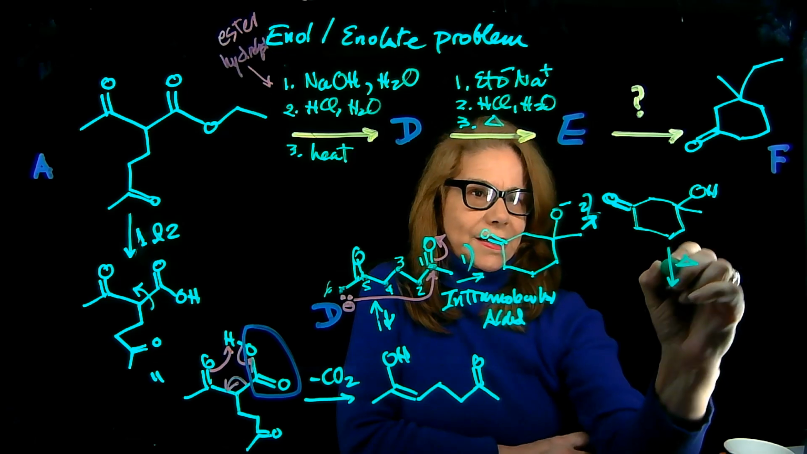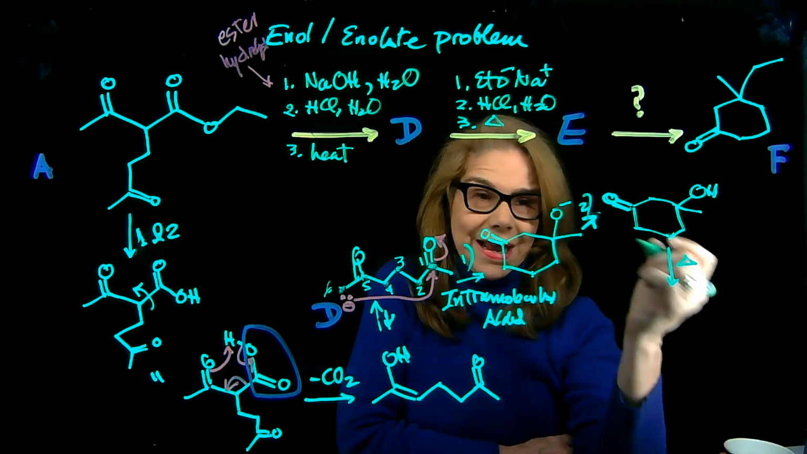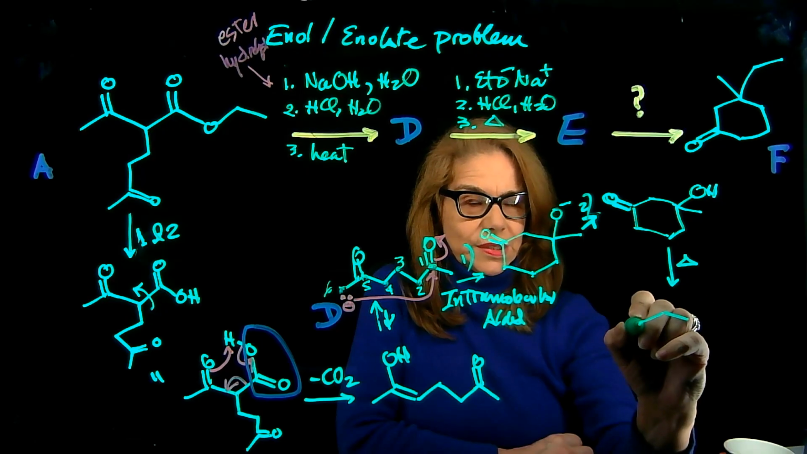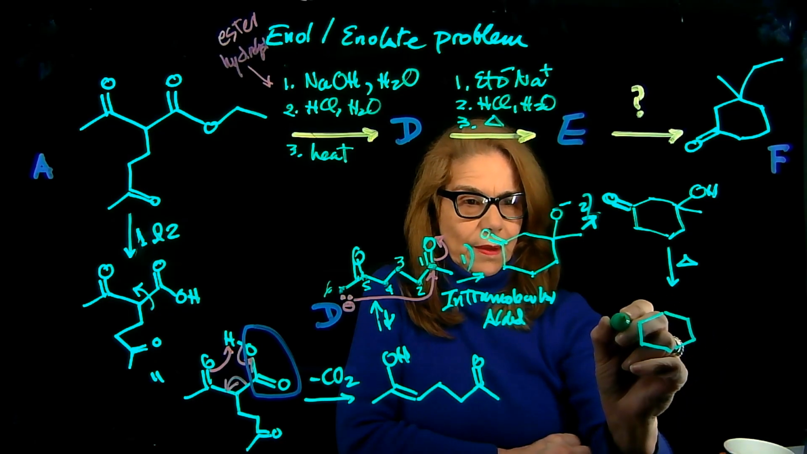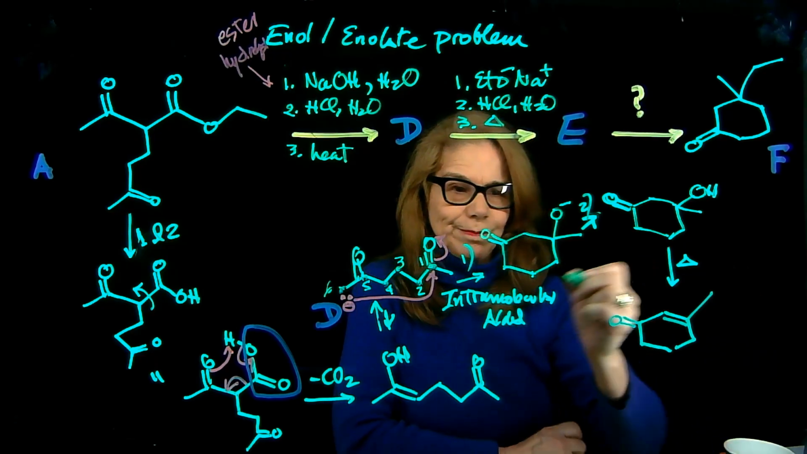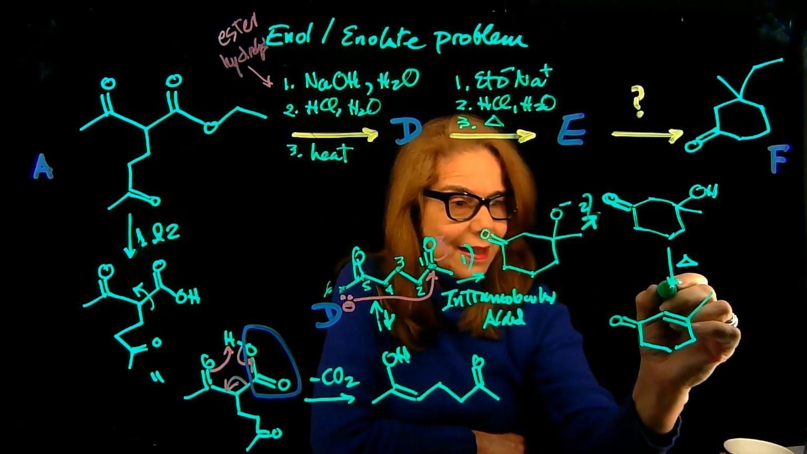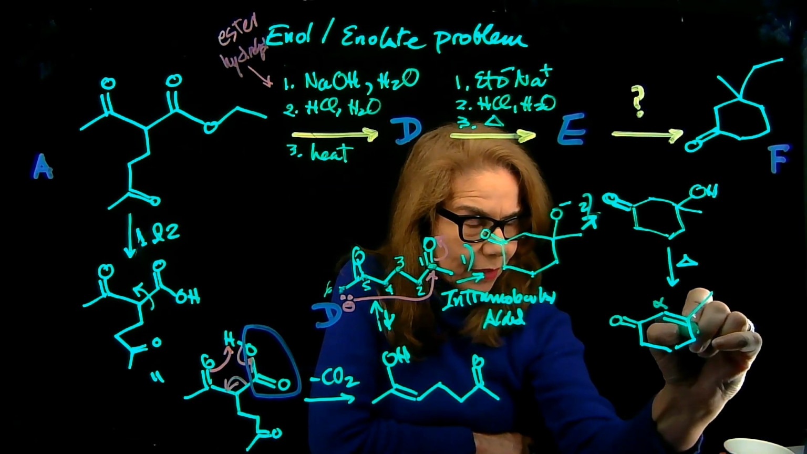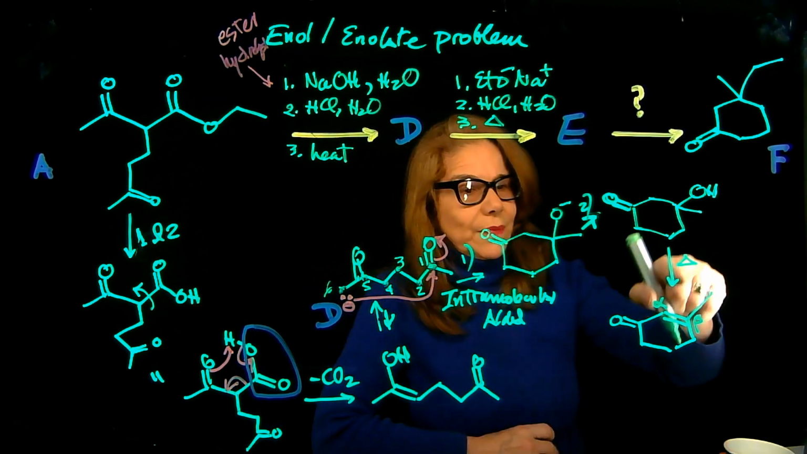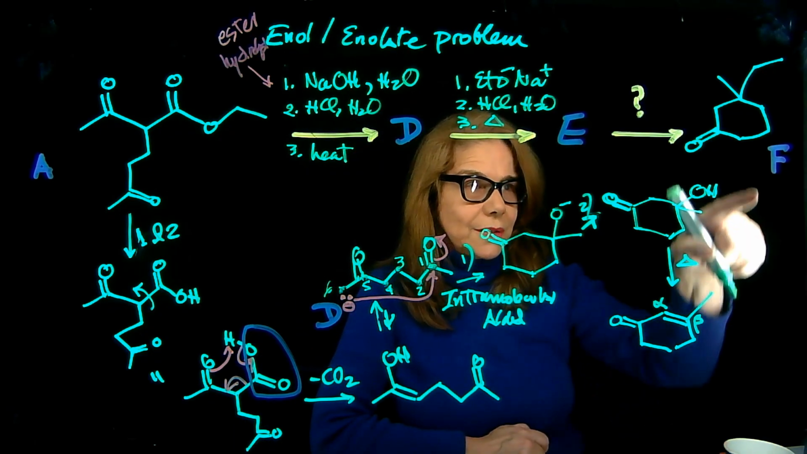So heat, and you're going to form an alpha beta unsaturated carbonyl compound, which is going to be this, removing here, we're going to form that. That's an alpha, so next to the carbonyl, alpha beta unsaturated carbonyl compound. And I need to go from this compound to F.